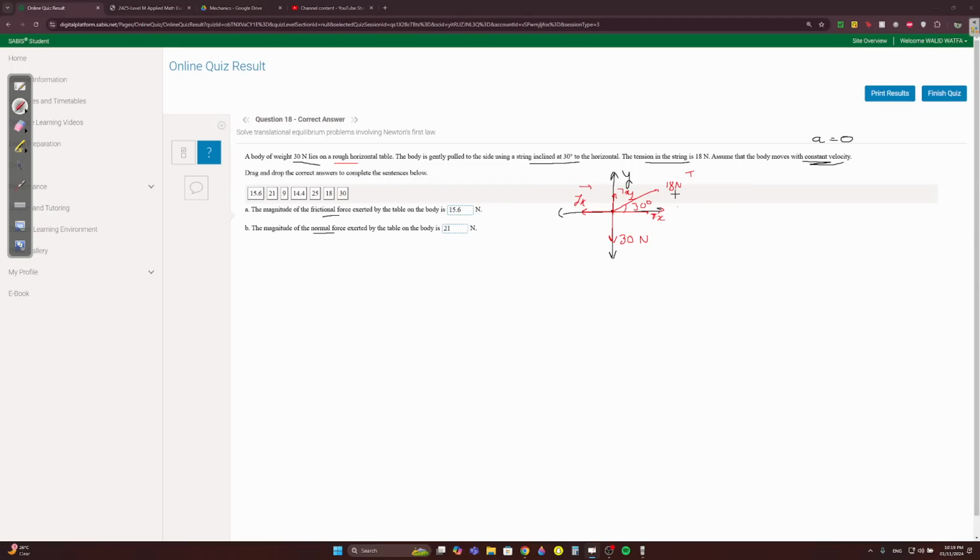I forgot. If you have weight, always you have what? Normal push. I forgot about this. So now, let me continue. Sigma Fy is equal to 0. What are my vertical forces? What's down is equal to what's up.